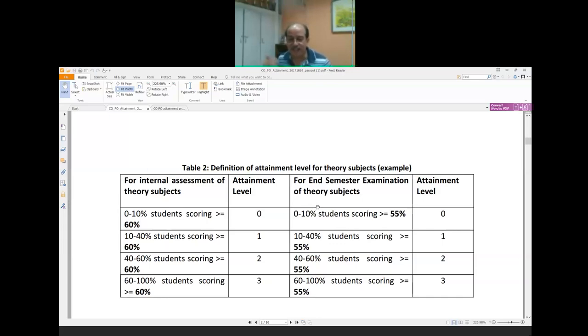But since most of the affiliating universities just give you the final marks of the students, practically we have to see. Let's say I don't get this particular data. In case I get it, I'll take that example also. In case I get the data with the question-wise score of each student, this is what the automation we are looking for.